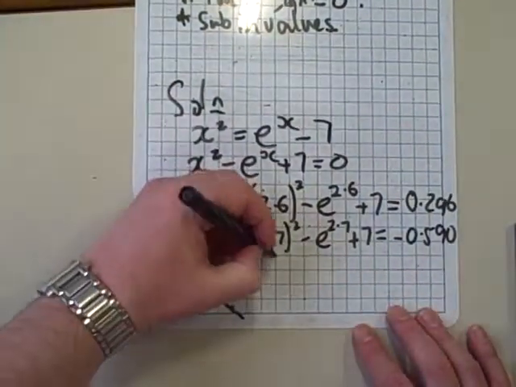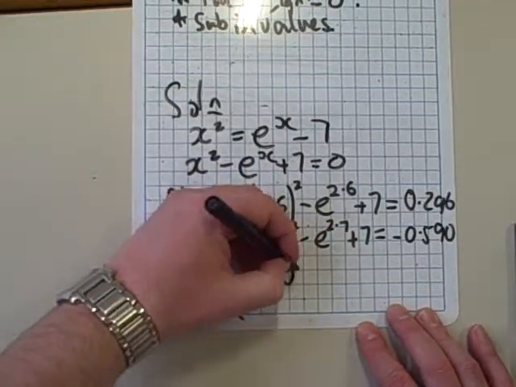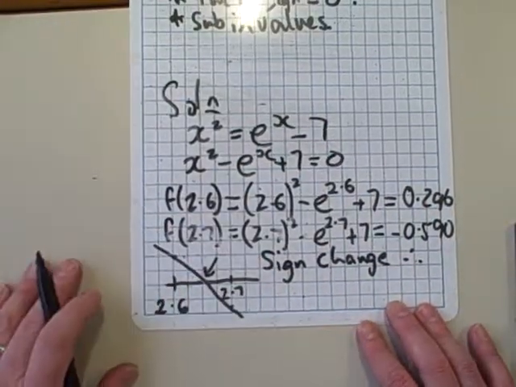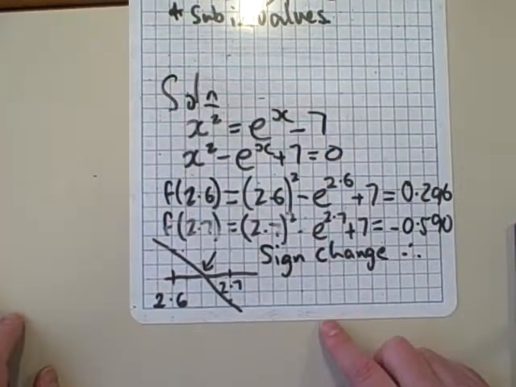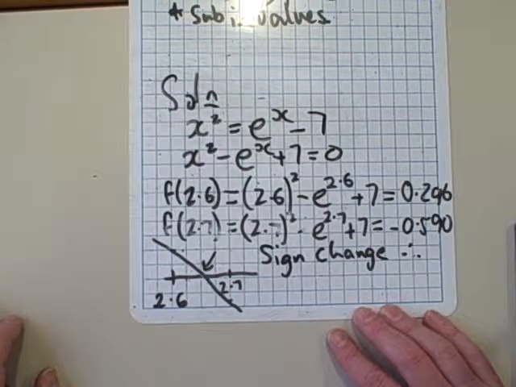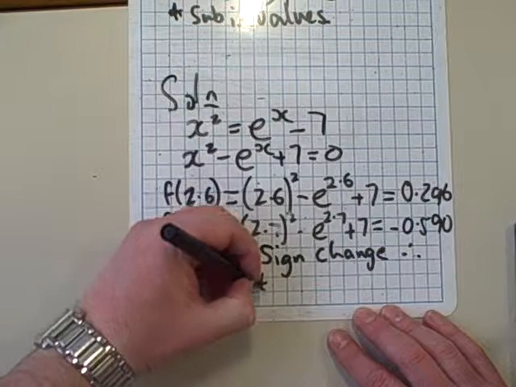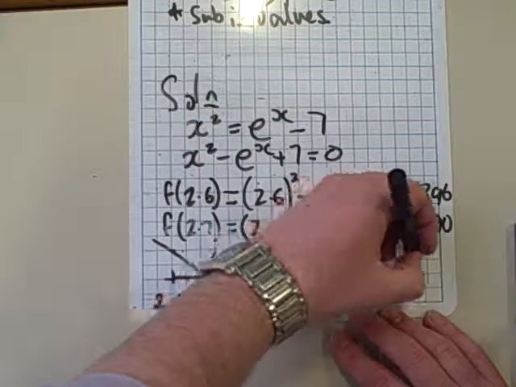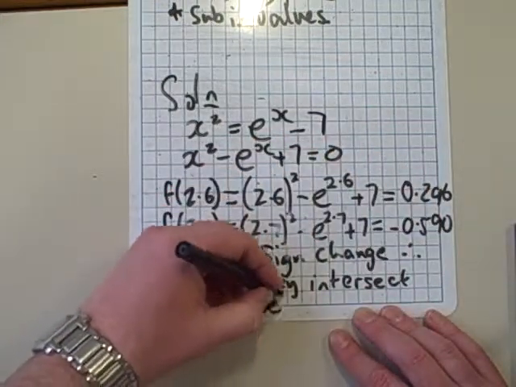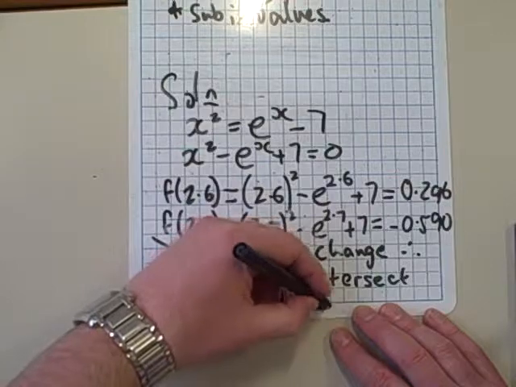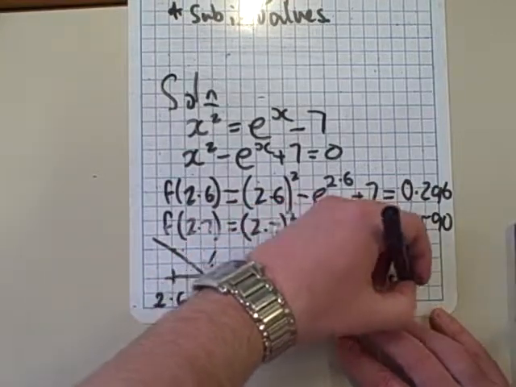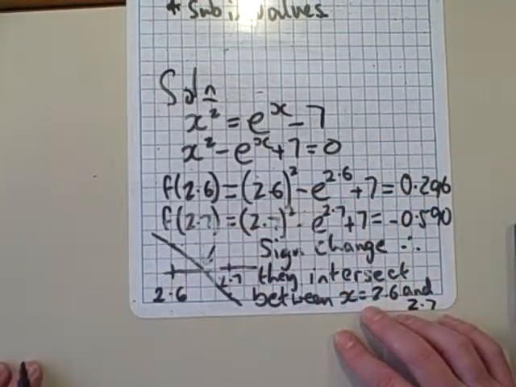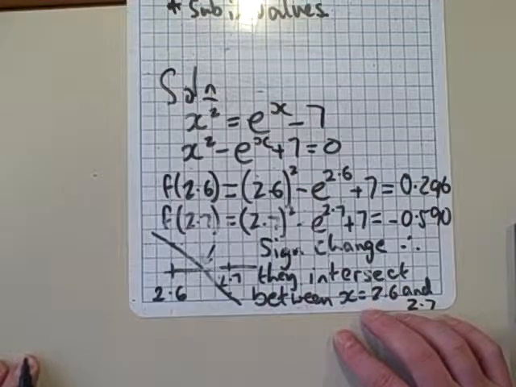So I've done it, I've got a sign change. And I just need the statement. I've not got a lot of room on here now, but I would write they intersect, therefore they intersect between x is 2.6 and 2.7. I'm going to rub out all my working now with my finger. Can't even fit 2.7 on. There you go, but you get the gist anyway. Right, have a go at the questions on the sheet and good luck.